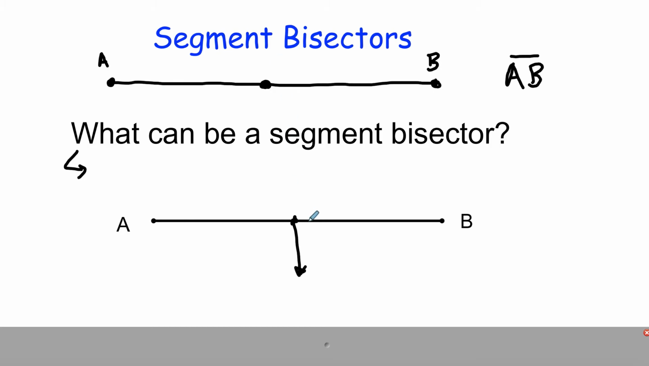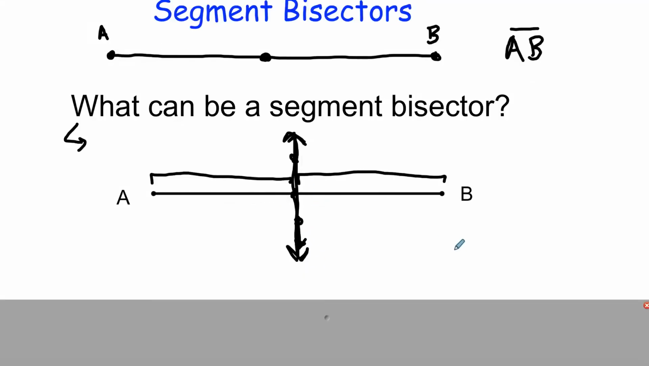How about this? A line could be a segment bisector. It's a squiggly line, but if we drew a straight line, a line can divide a segment perfectly in half, meaning what is a bisector? A bisector is something that makes two congruent segments. So a line could be a bisector. There are some other things that can be a bisector, but those are the big ones that we'll talk about. Is pretty much a point. It could be another segment. It could be a line, or it can be a ray.